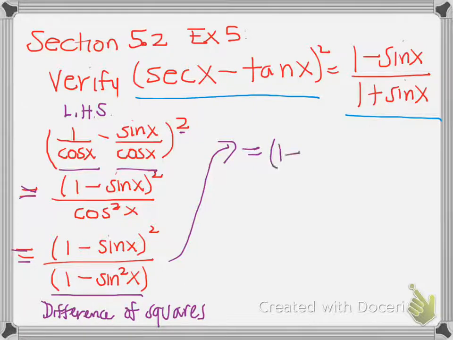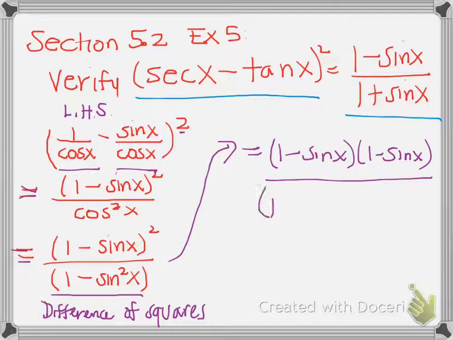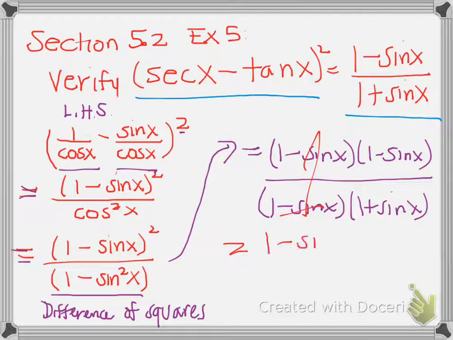Well, we can write that as 1 minus sine x times 1 minus sine x. Always keep in mind, because you can try different things with verifying identities, but always keep in mind where you're trying to go. And since the new denominator is the difference of squares, we can rewrite that as 1 minus sine x times 1 plus sine x. And since this is all multiplication, that tells us that we can factor. So we're going to factor that 1 minus sine x, and we have 1 minus sine x over 1 plus sine x. And this is your right-hand side.